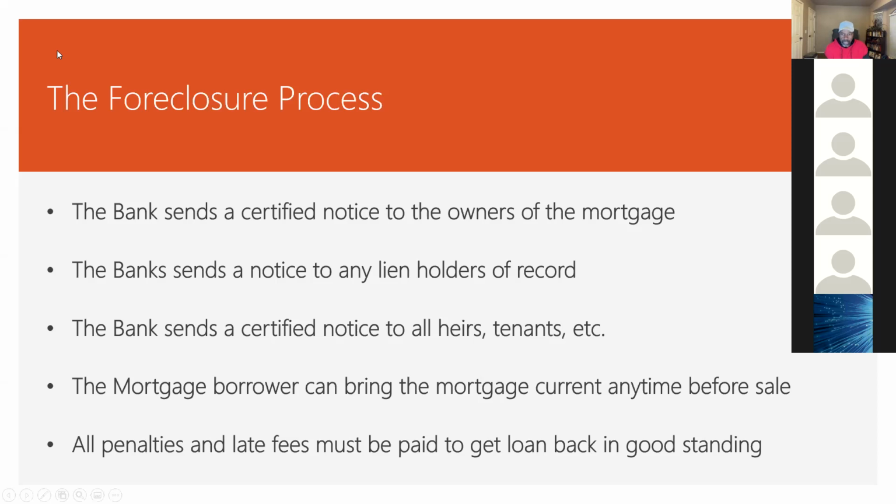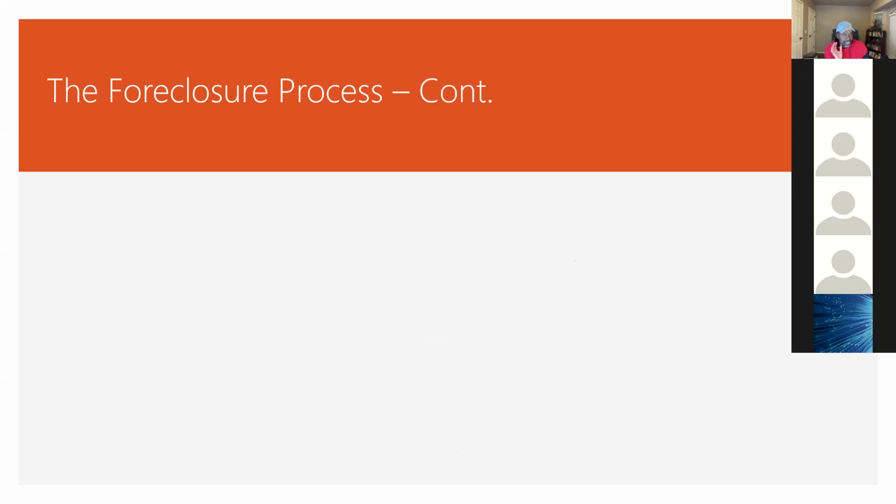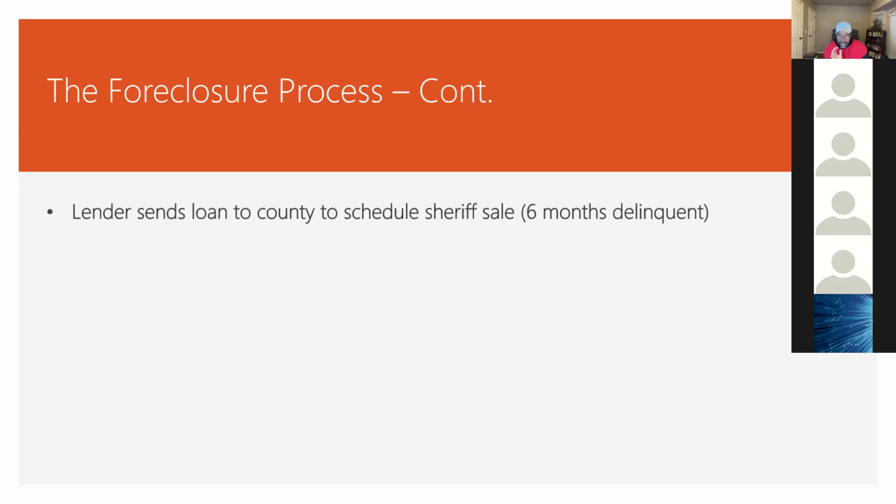All right. So that's kind of the process. Let's keep going. There's more to this. So the lender is going to send the loan to the county to schedule the sheriff's sale. Usually after 6 months it's delinquent. Sometimes it can run a year. I've seen them hang out there for 2 years.